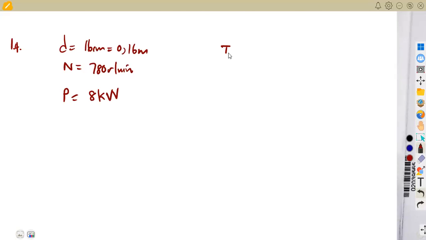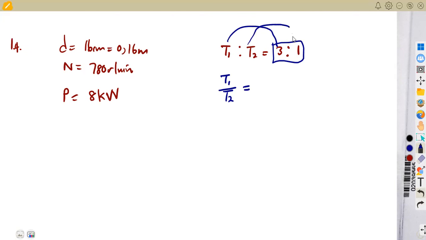If we are given T1 as to T2, which is 3 like this, it means it's 3 as to 1. That is what it means. So here we are given as 2. So if we are to write it as a fraction, we can write T1 over T2 is equal to T1, which is 3, T2, which is 1.